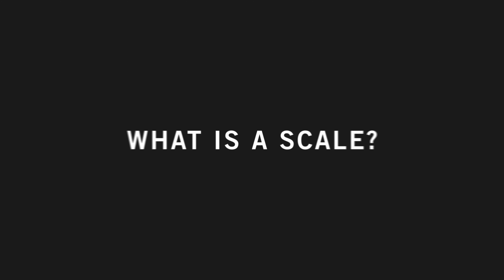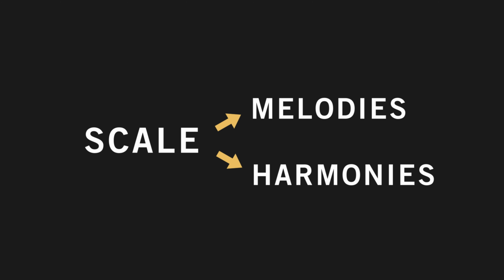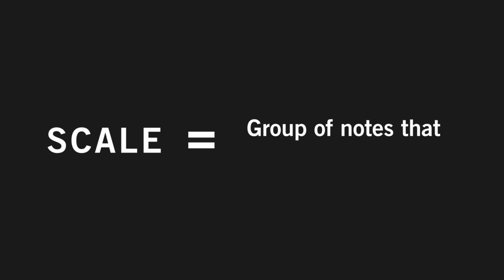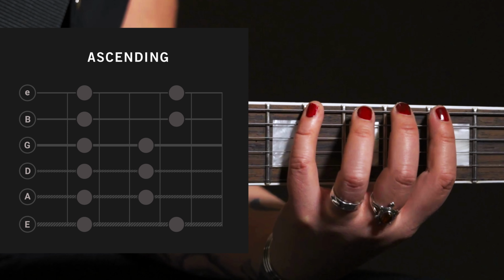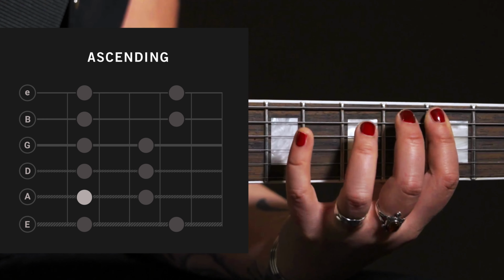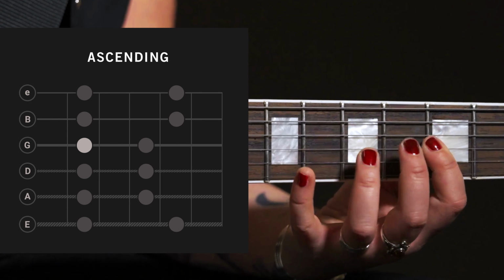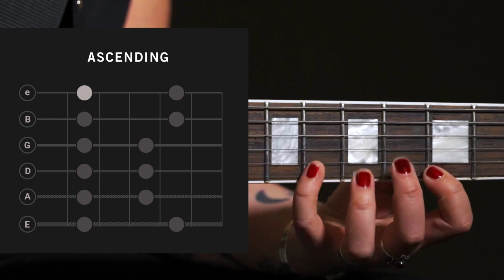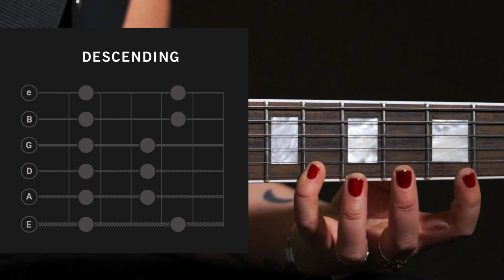So, what is a scale? A scale is the tonal basis of music. It is a set of notes from which you can build melodies and harmonies. To put it simply, a scale is a group of notes that sound good together. That's it. They can be played in an ascending order or descending order.